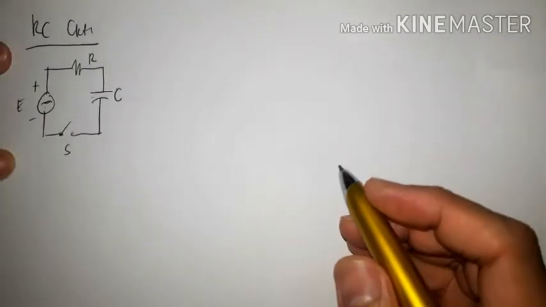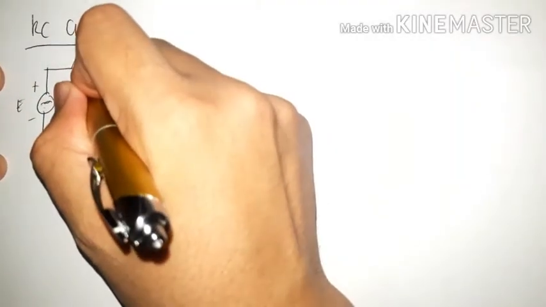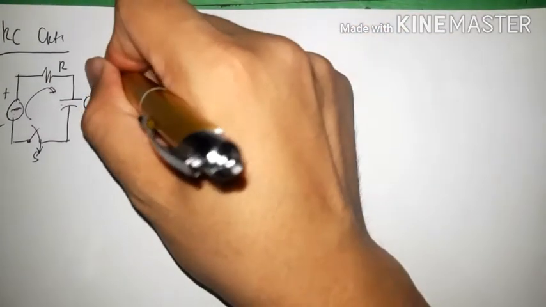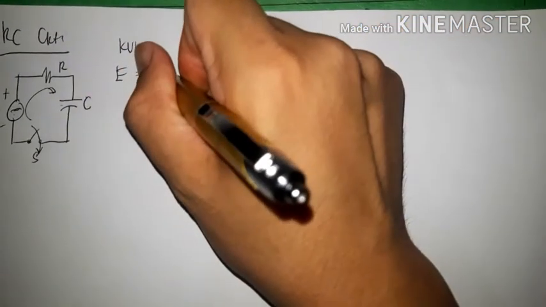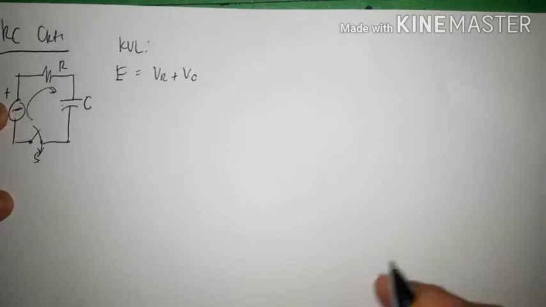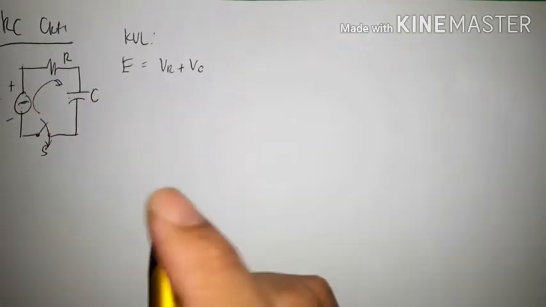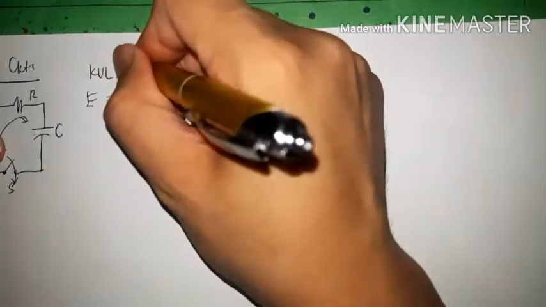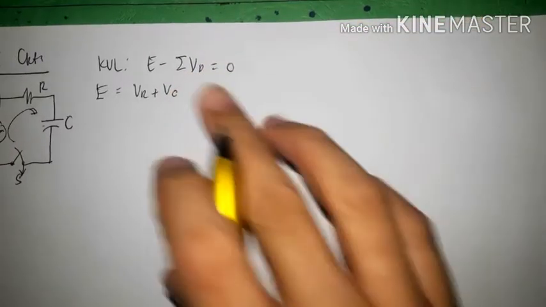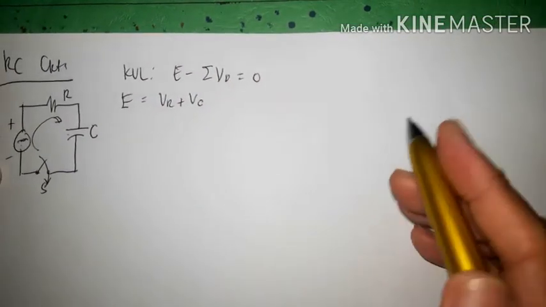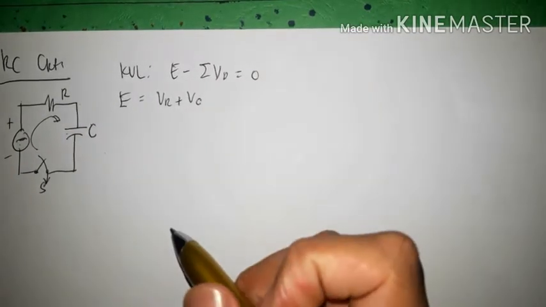So, again, by the time the switch is closed, there exists current. By Kirchhoff voltage law, KVL, E is equal to VR plus VC. So, the summation of voltage around the closed loop is equal to 0. So, that is E minus summation of voltage drops is equal to 0. So, I transpose the summation of voltage drops. Since there are two voltage drops, voltage across the resistor and voltage across the capacitor.